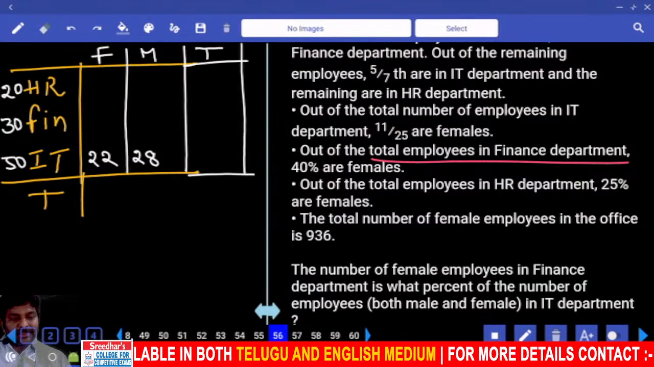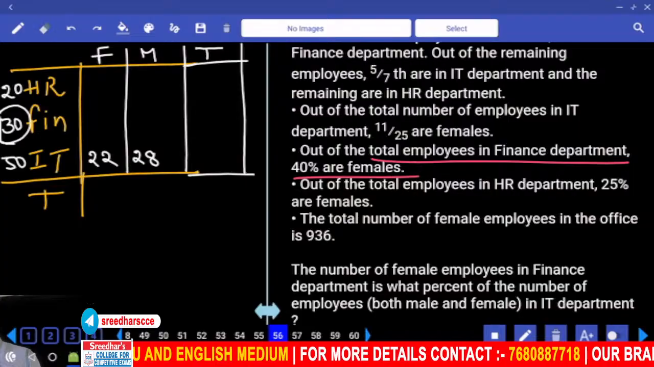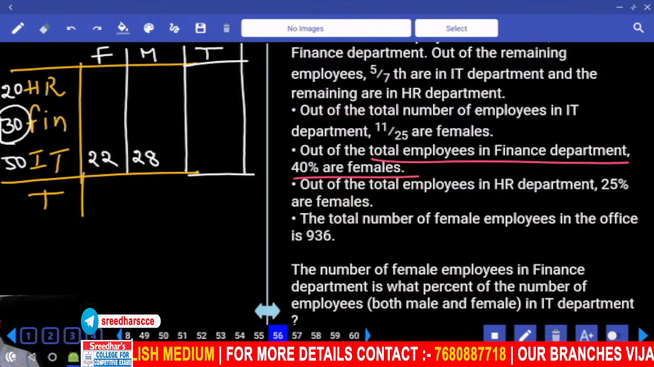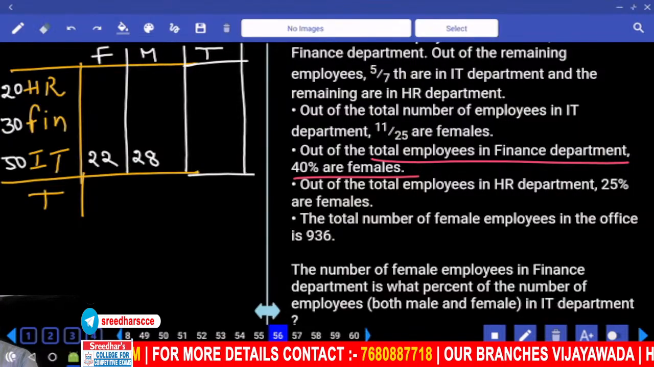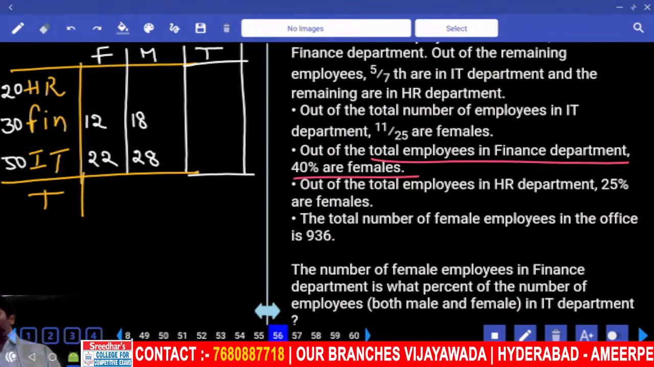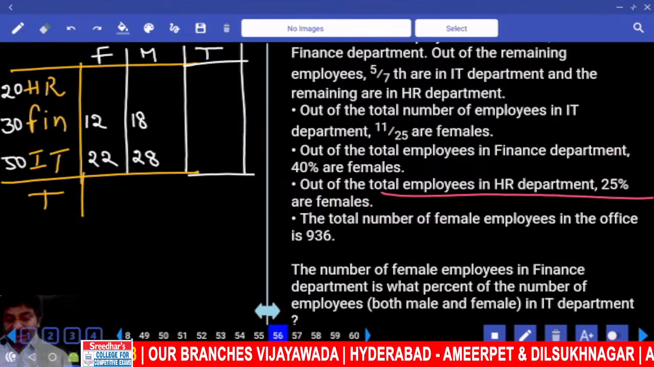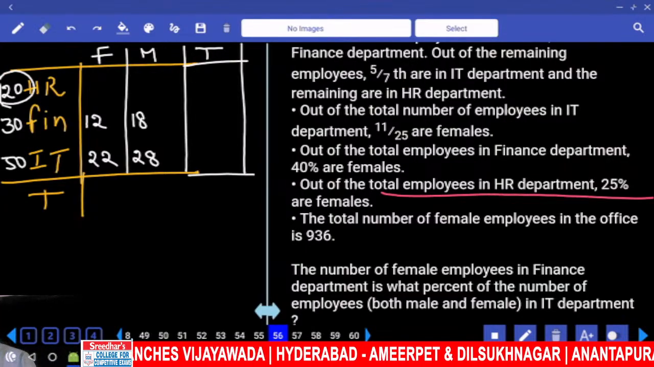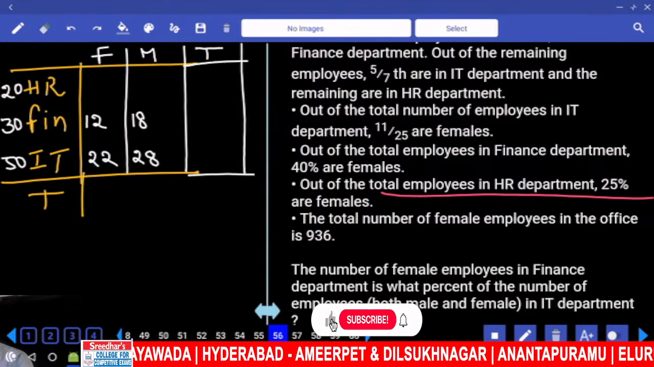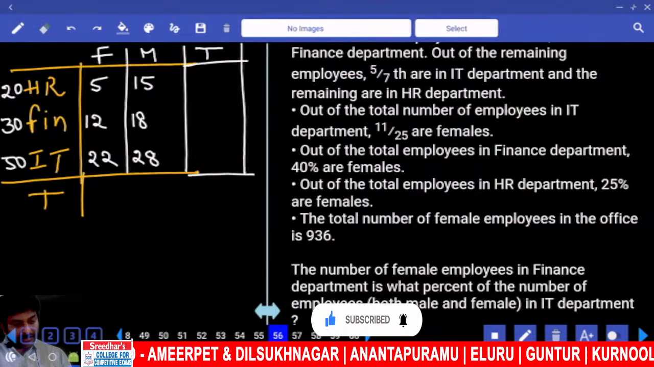Out of total employees in Finance department, 40% are female. Finance department total 30. 40%, 10%, 3 into 4. If 12% are female, 18% are male. Out of total employees in HR department, 25% are female. 25%, 1/4. 5. If 5% are here, 15% are male.